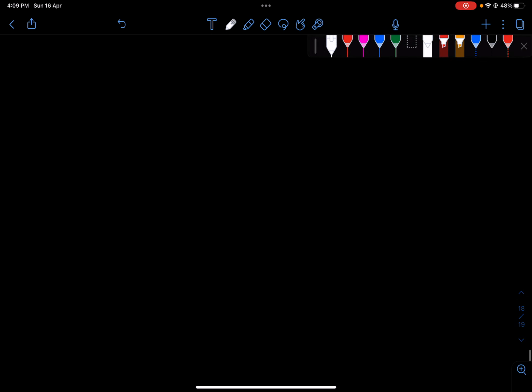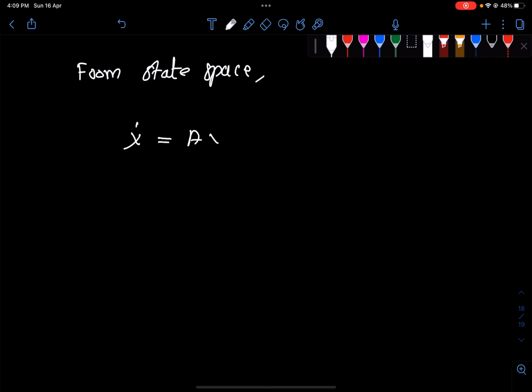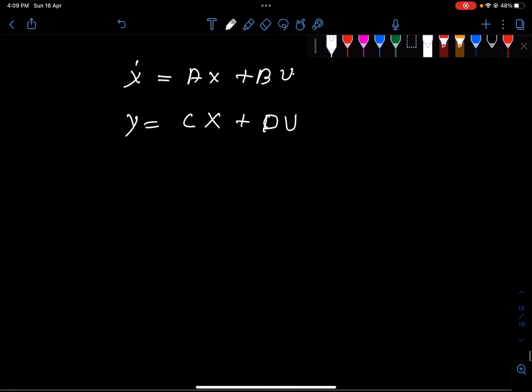So how is that working? Before going to that, from state space, you know that x dot is equal to Ax plus Bu, and y is equal to Cx plus Du. You know these equations very well. These are the state equations.